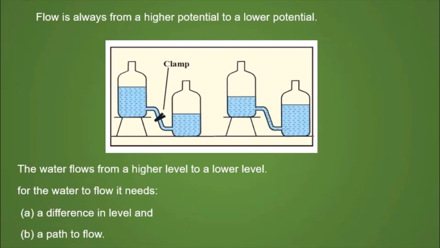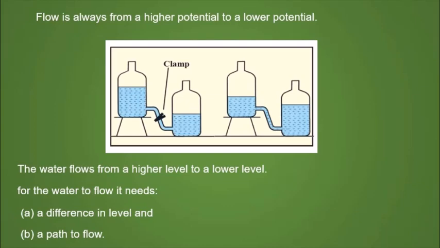As the water flows from higher level to lower level, in the same way flow of anything takes place from higher potential to lower potential. Now here in this example, you will see that there are a few beakers and the beakers are connected and the pipe is clamped. And in the second figure, you can see that the clamp is open.